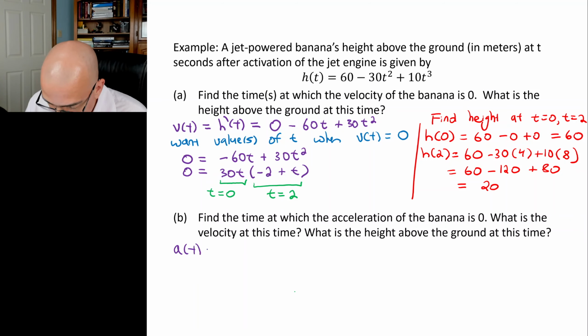A of t is equal to h double prime of t. So we take the derivative of negative 60t plus 30t squared. We get negative 60 plus 60t.